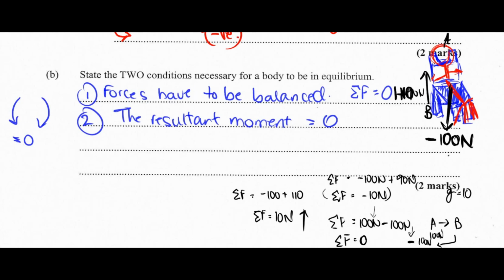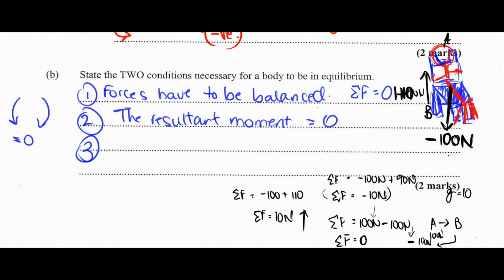So that would mean that if you had a greater clockwise moment than the anti-clockwise moment, then the body would be swinging in the clockwise direction, and you don't want that. You want it to be in equilibrium. So in order to do that, you have to balance out the moment, right? So I'm going to give you another one for good luck.